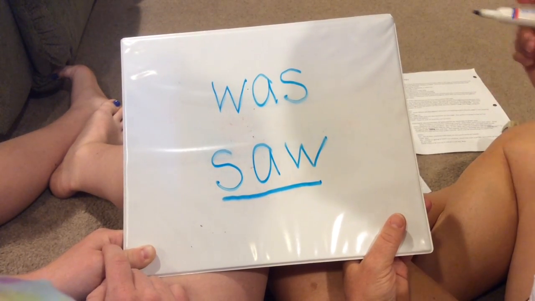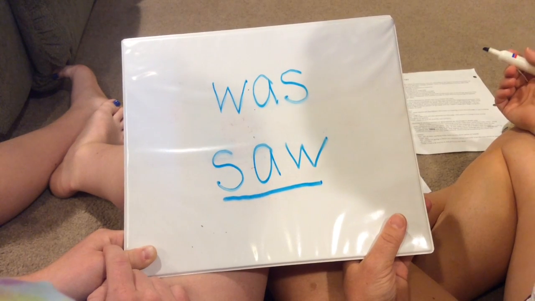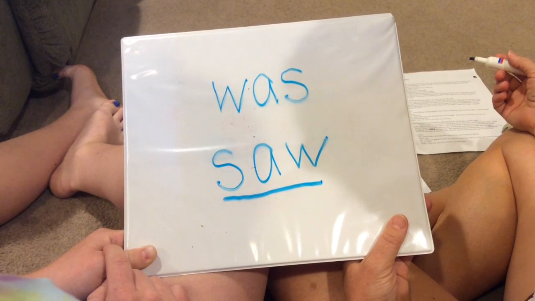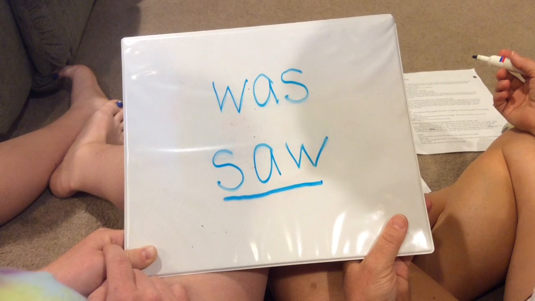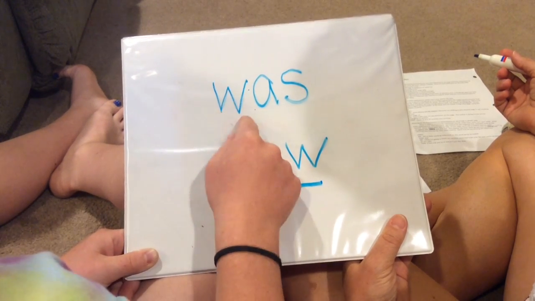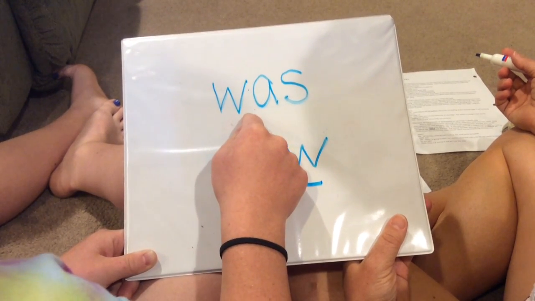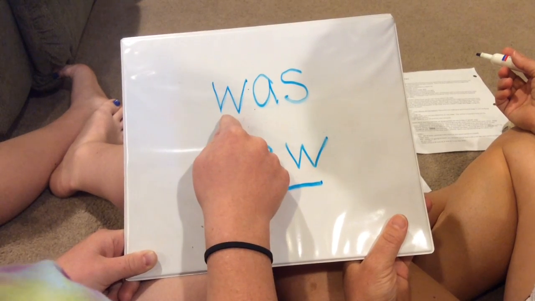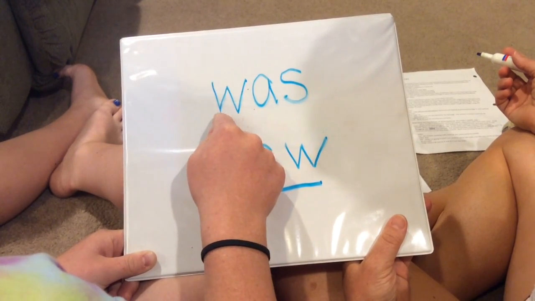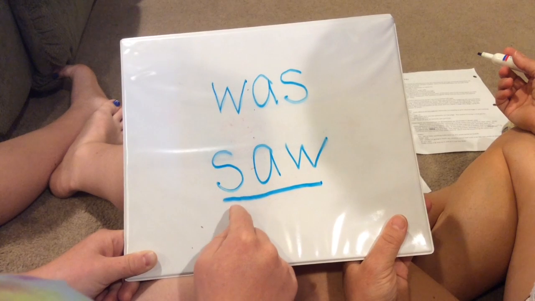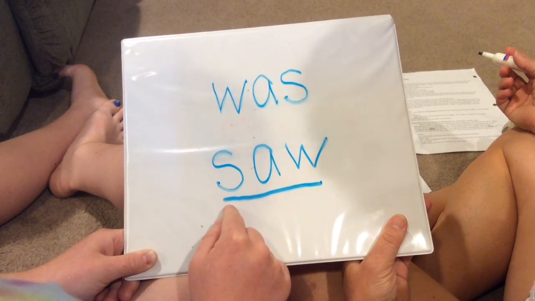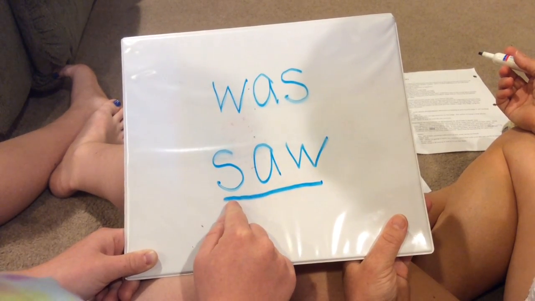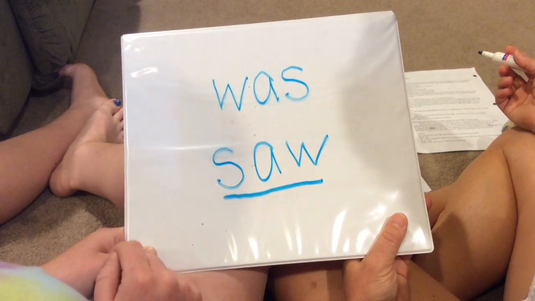But wait a minute, they look so much alike. How are you going to tell the difference when you're reading them in a book? Well, when I see this word, was, it starts with a W, and W makes w, so was. And this word, saw, it starts with an S, and S goes s, so saw. Right.